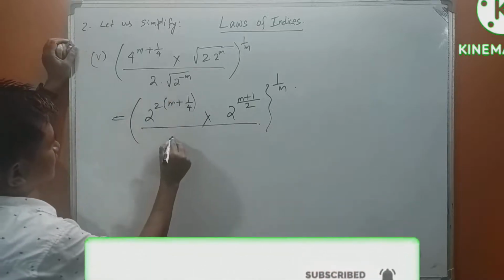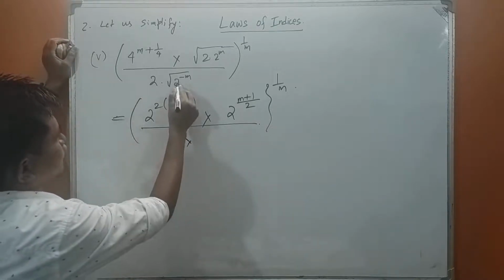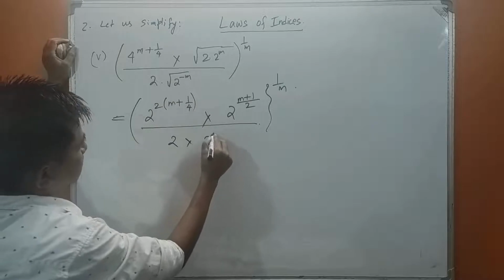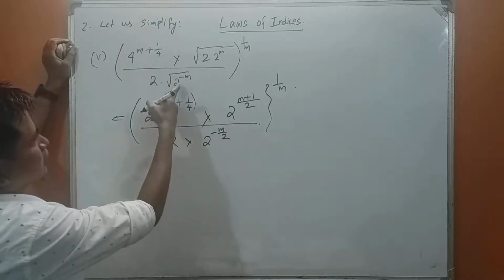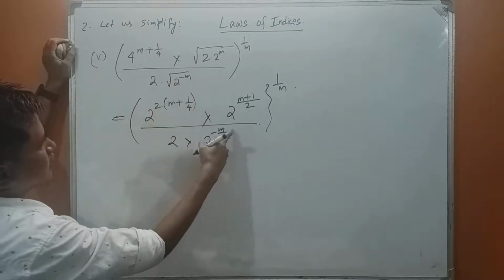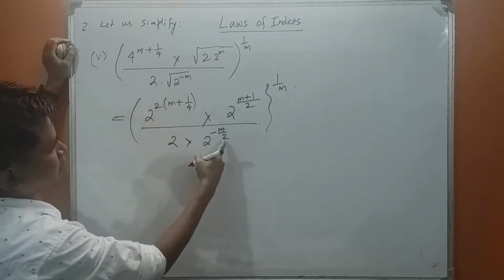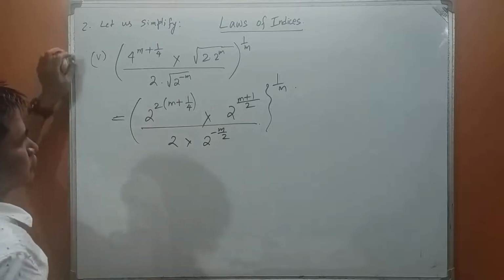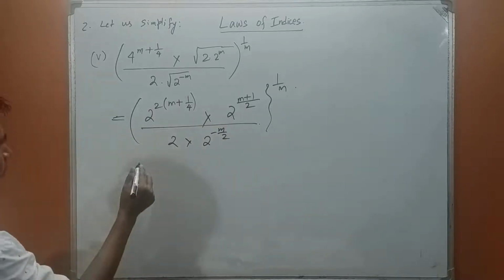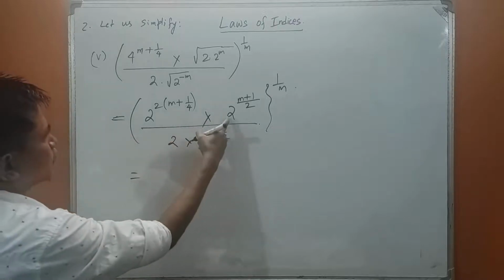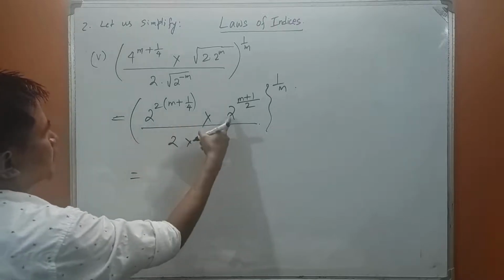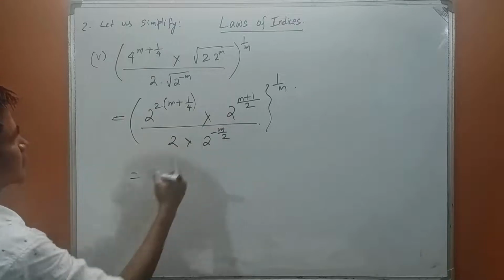2 to the power 1 into 2 to the power minus m upon 2. This is minus m, square root means up 1 upon 2. This 2 comes to the denominator. Okay? Now here we have this 2 and this 2 are same, so their power should be added, isn't it?